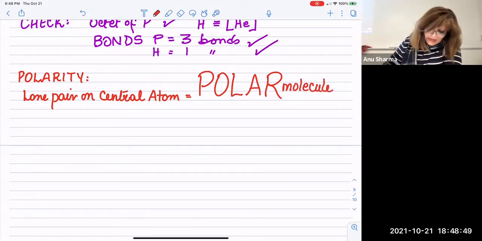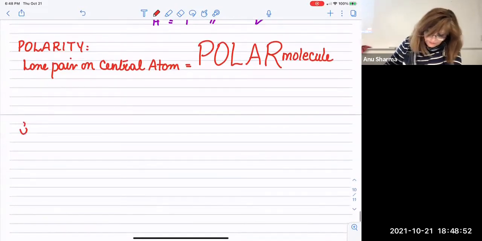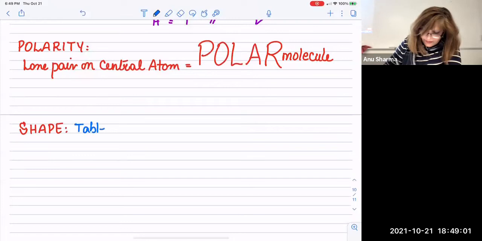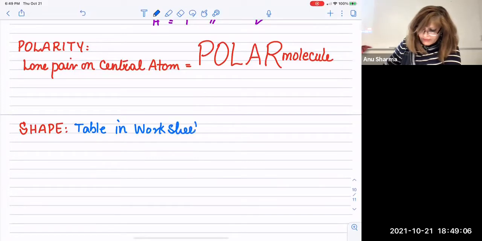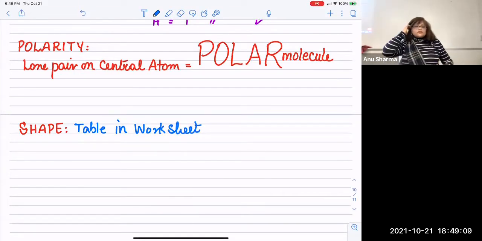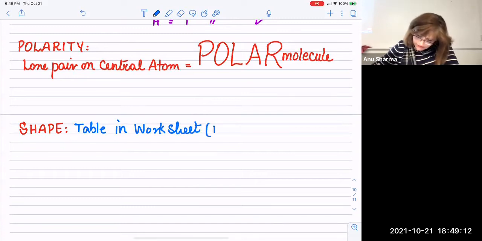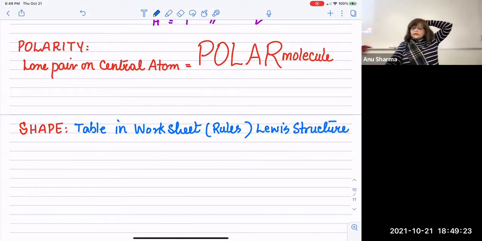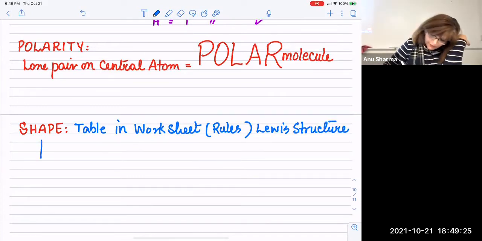Okay. Now let's look at the shape. For the shape, look at the table in the worksheet. I have put it as rules; it's not just a worksheet, it's the rules also. The worksheet is stating the rules for the Lewis structure. All right, so what type of shape? If you start with the type, you're never going to go wrong.